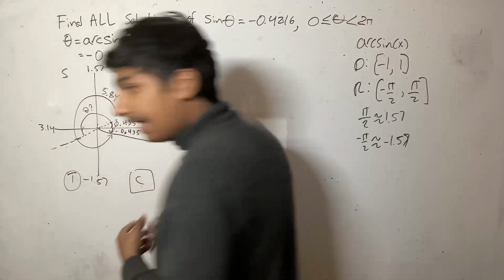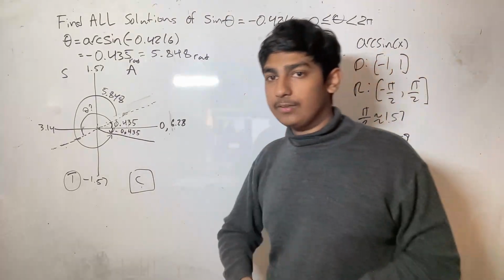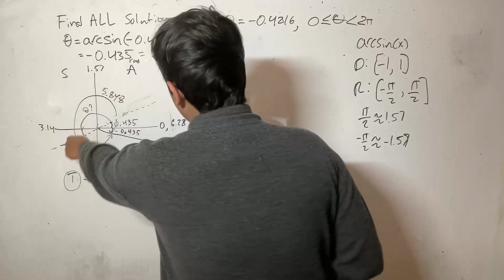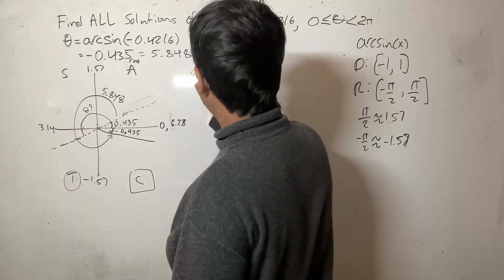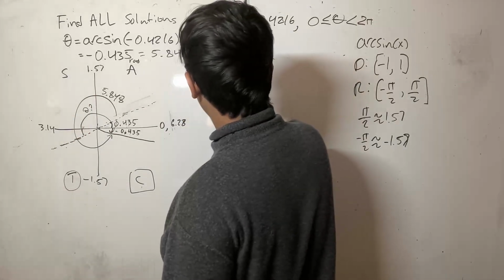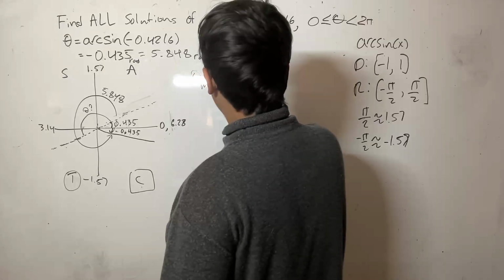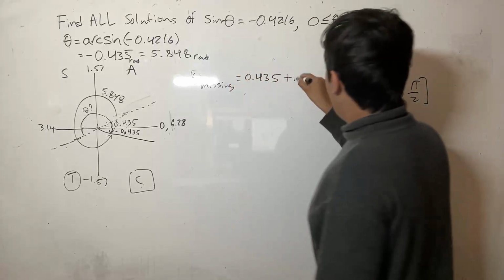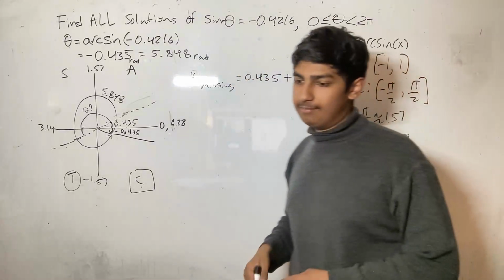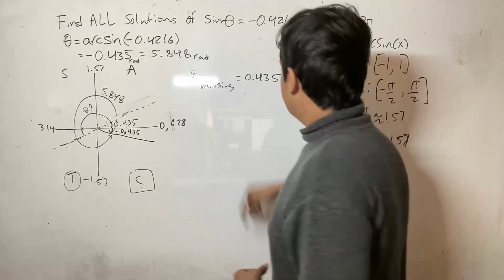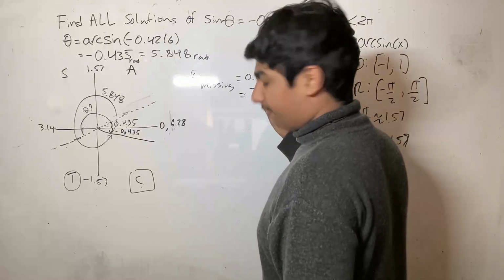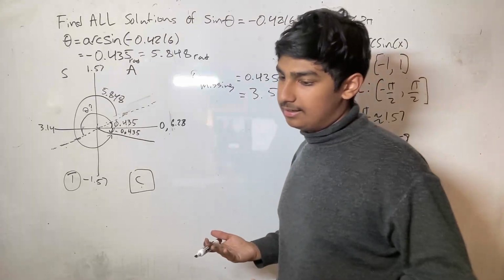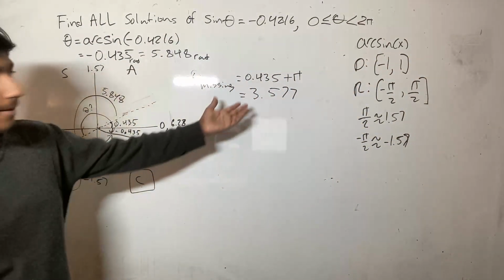Sorry if this is a little messy, you can ask me questions in the comments if you're confused. Because I'm adding the pi here, our missing theta is just going to be positive 0.435 plus pi. And so that's going to be 3.577. And so that's it. This is the theta that most people miss.